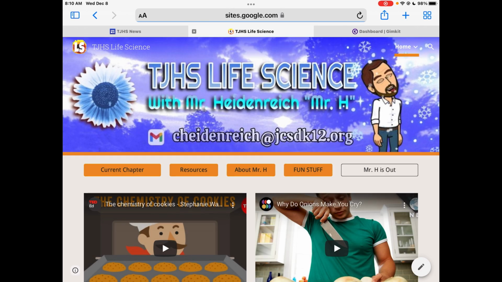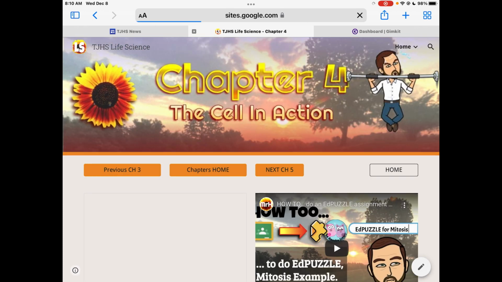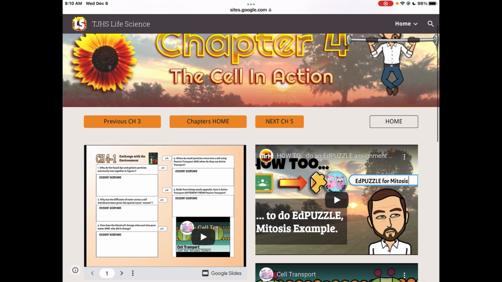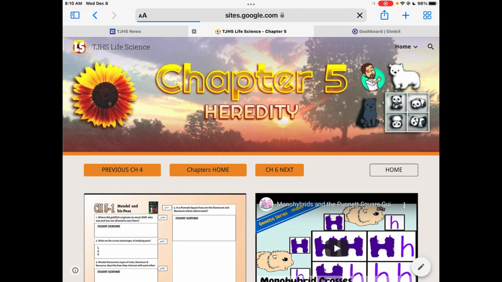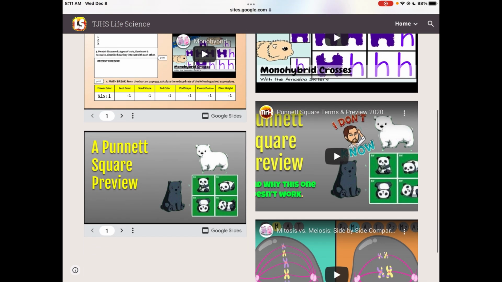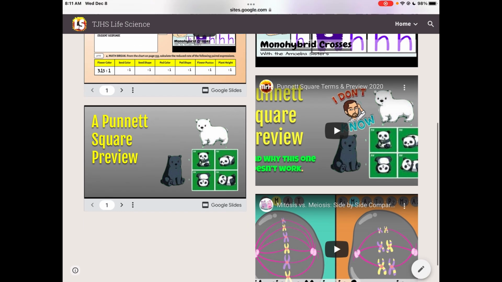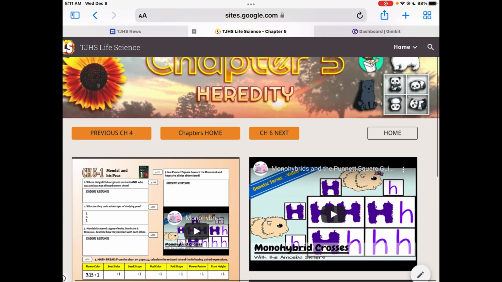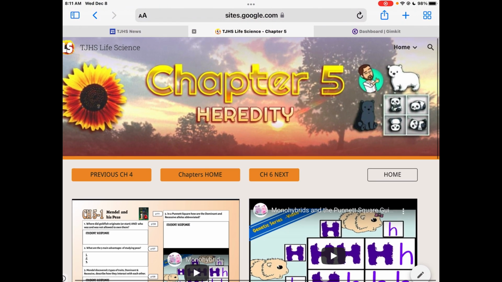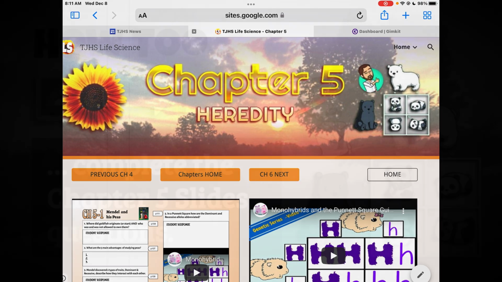Let's refresh this. Let's go to current chapter. That's chapter 4. Let's go to chapter 5. I'm going to make the current chapter button for chapter 5. And you can see the question slideshow here. You can see a Punnett Square preview, the slides about this. I might put something else here. I'm going to put some example Punnett Squares here instead, and our videos that I shared. All right, that's chapter 5.